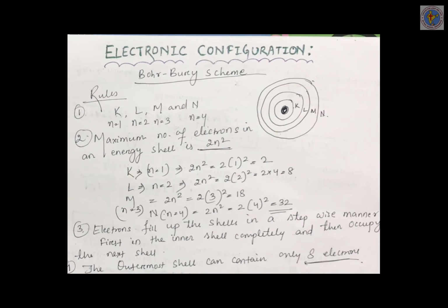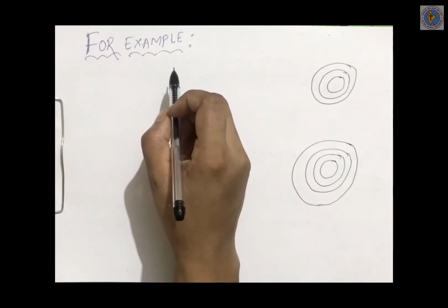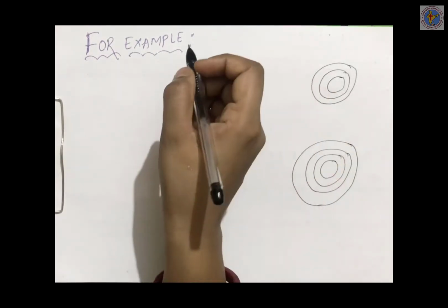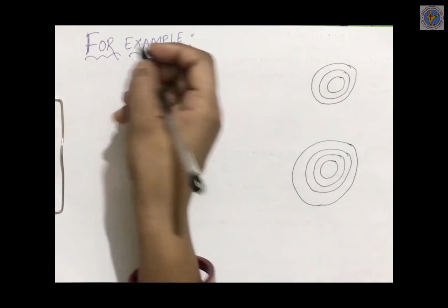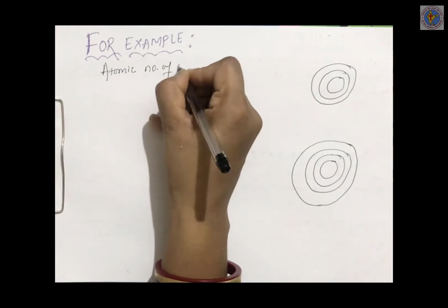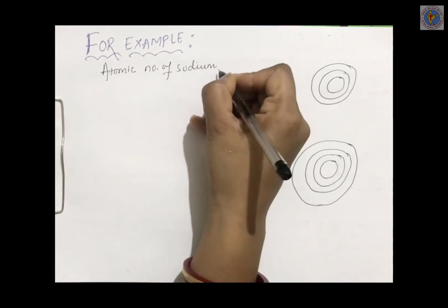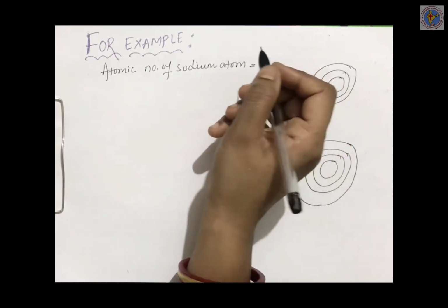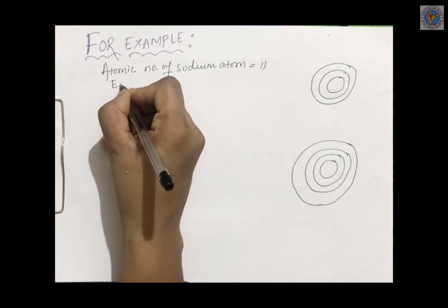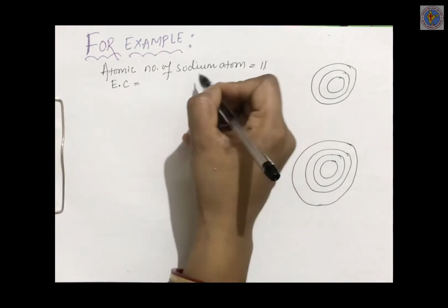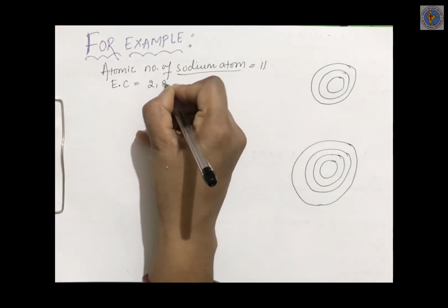Now let us understand the concept of electronic configuration with the help of an example. Let us consider the atomic number of the sodium atom. What is the atomic number of the sodium atom, children? It is 11. So the number of electrons present will be 11. What is the electronic configuration? I am writing EC, EC means electronic configuration. What is the electronic configuration of the sodium atom? It is 2, 8, 1.